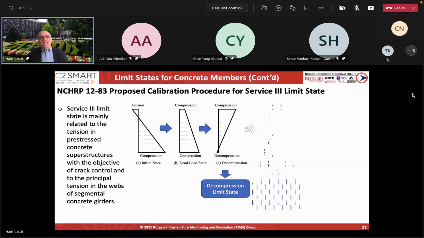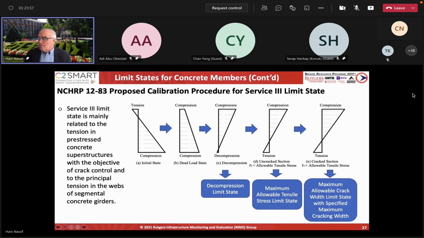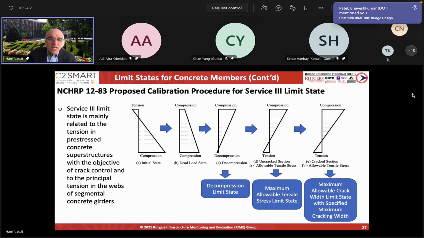And for the calibration, I just want to point out that for the calibration at service, we actually did calibration based on many limit states. We did it on decompression, assuming that some states don't allow any tension, like New Jersey. They allow zero tension. So we did the calibration based on that. What would happen if you do your design on that basis? Some states say, well, we allow tension, we don't really care. And then we did the calibration based on that. And some states, very few, but nobody likes that. But we did it anyway, just to see what happens.